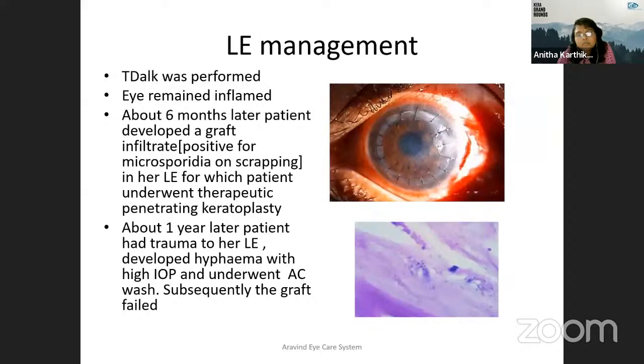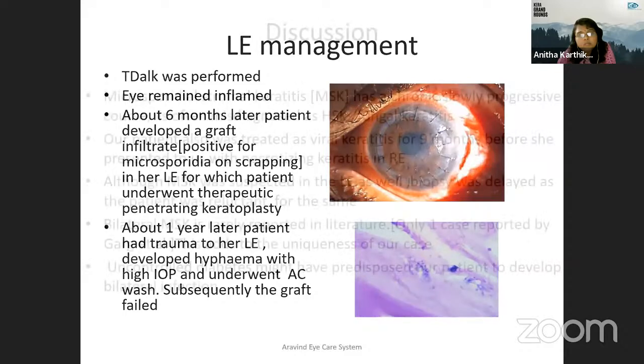About 6 months later, the patient developed a graft infiltrate which was positive for microsporidia on scraping, and hence she underwent a therapeutic penetrating keratoplasty. About 1 year later, the patient had trauma to her left eye, developed hyphema with high IOP and underwent AC wash. Subsequently, the graft failed.